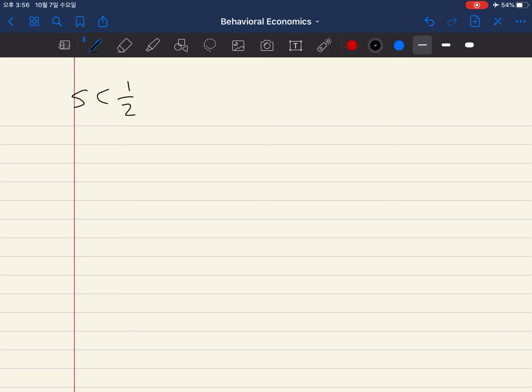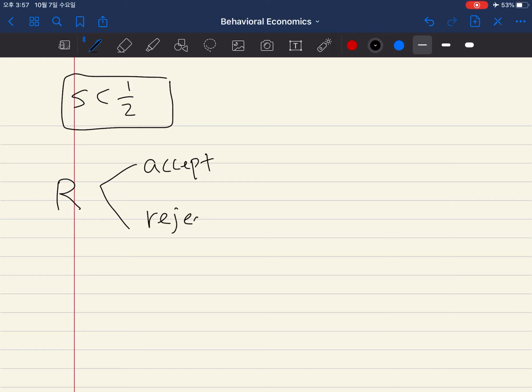So now let's think about the other possibility. Suppose S is less than half. So in this case, proposer offered less than half of the resource to responder. Then what's gonna happen? Let's think about responder's choice. Responder has to choose either to accept the offer or reject the offer.